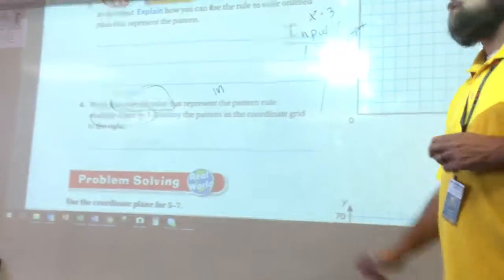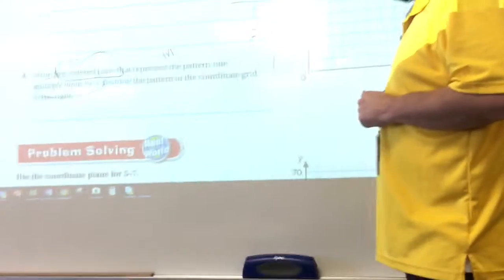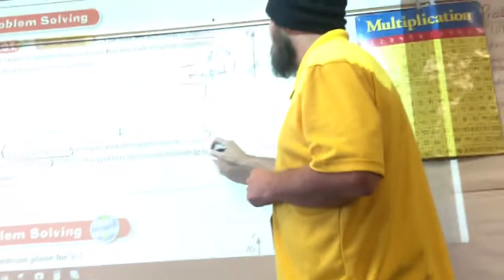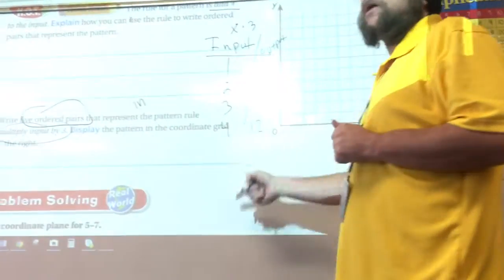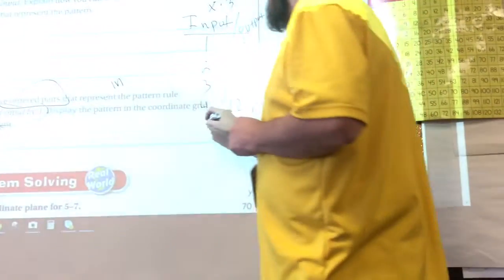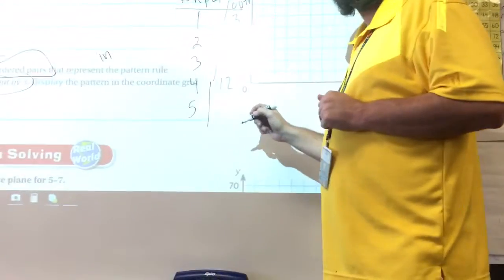1. What's my output? 3. 2. What's my output? 6. 3. What's my output? 9. 4. What's my output? 12. We have to write how many ordered pairs? 5. What's my output? 15.